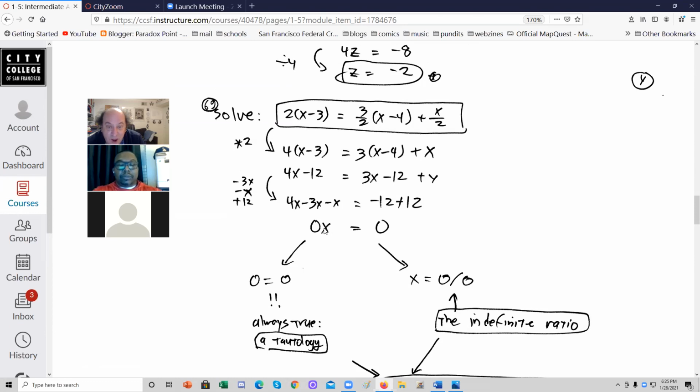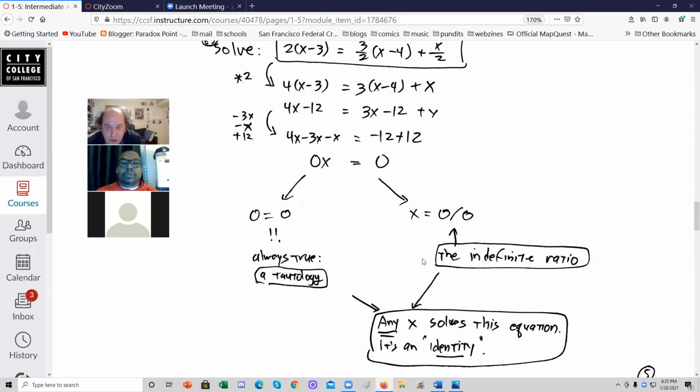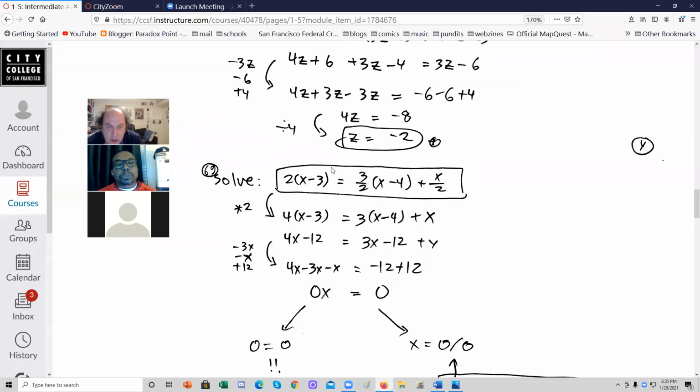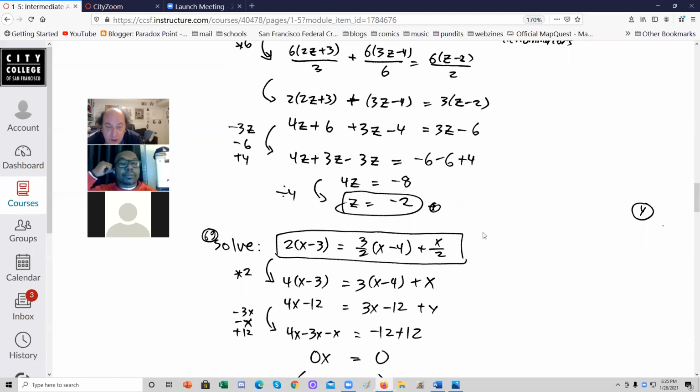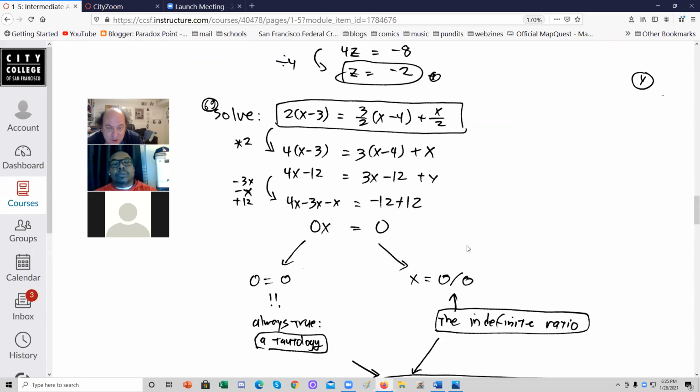Another way to look at it is if you try to transpose a 0, which is sort of naughty, you get x equals 0 over 0. But 0 over 0 is the indefinite ratio and can equal any number. So you got either this or this. Both ways say that this equation is true for any number x. So it's what's called an identity. These are identical values. But it also means that this doesn't specify a value of x. That's the trouble.